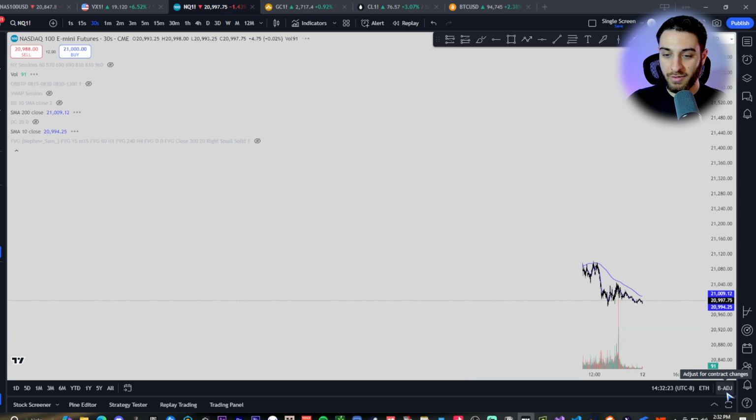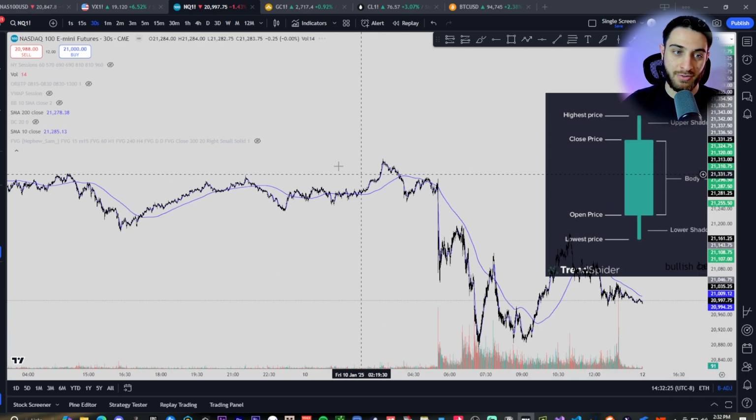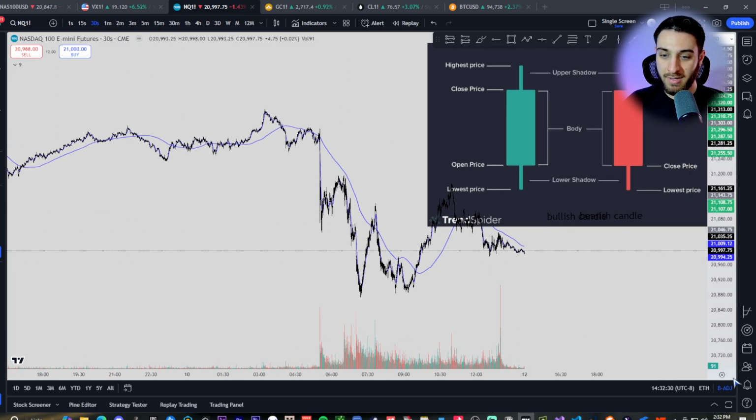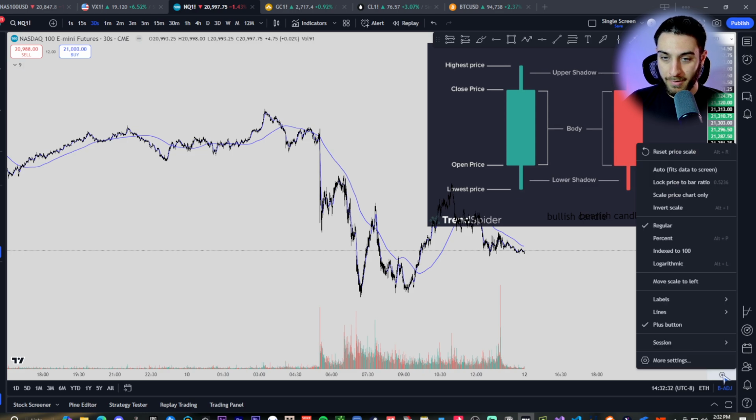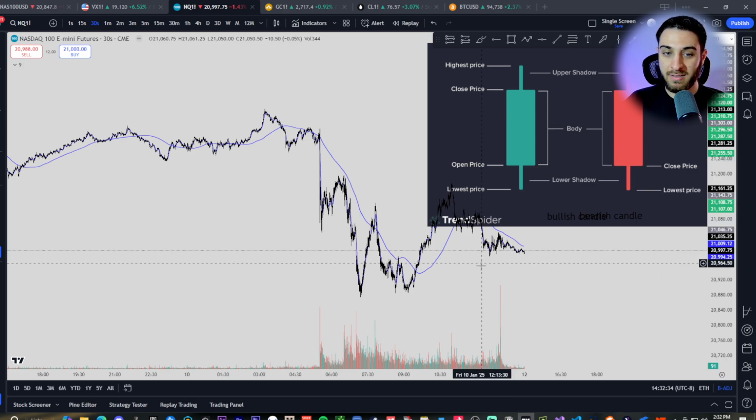Adjust. This is for contract adjustments. This has to do with the previous months and months of price action. You don't need to worry about that. Just keep it how it is. Keep it on. What other settings do we have? You can adjust these settings.